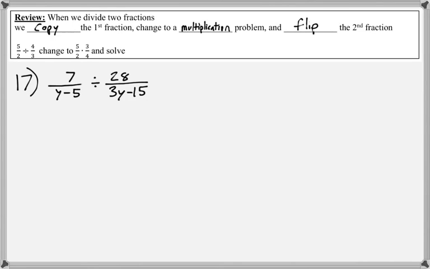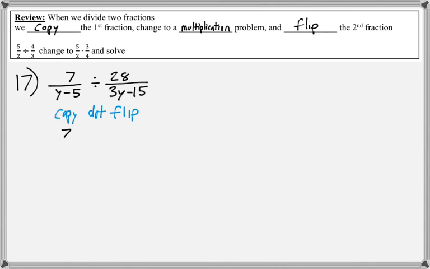So if we were given the question 5 over 2 divided by 4 over 3, we would change that to 5 over 2 times 3 over 4 and then solve it. So it's the exact same thing for rational expressions. A lot of people like to use the phrase copy dot flip because you're copying the first one, you're changing it to a dot or a multiplication, and then you're flipping the second one.